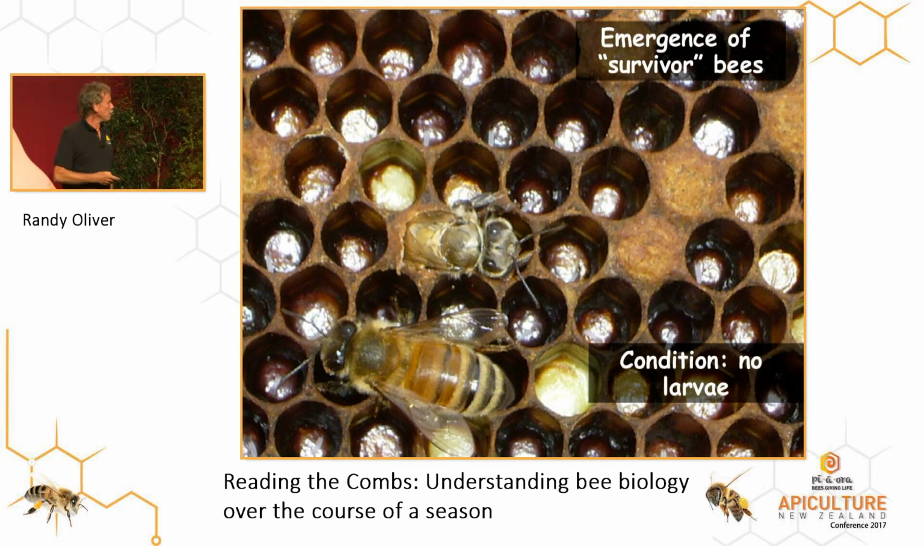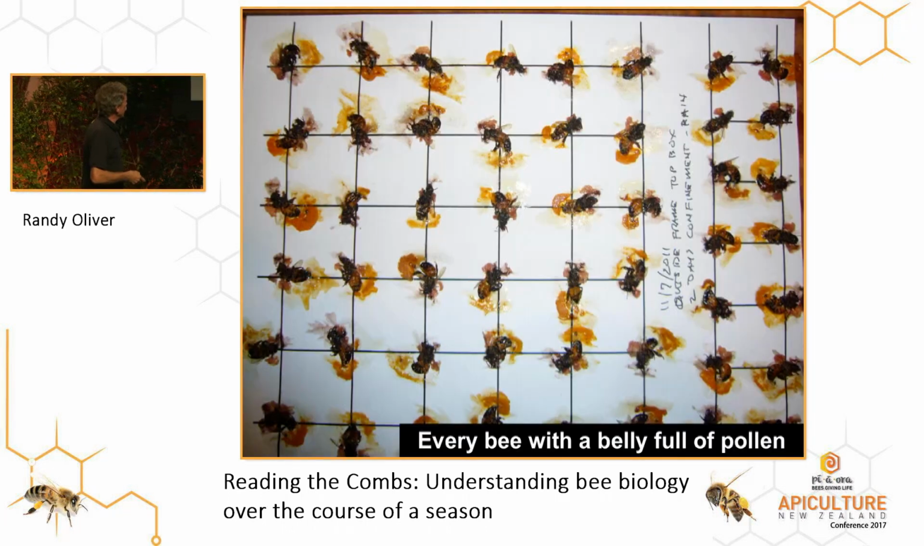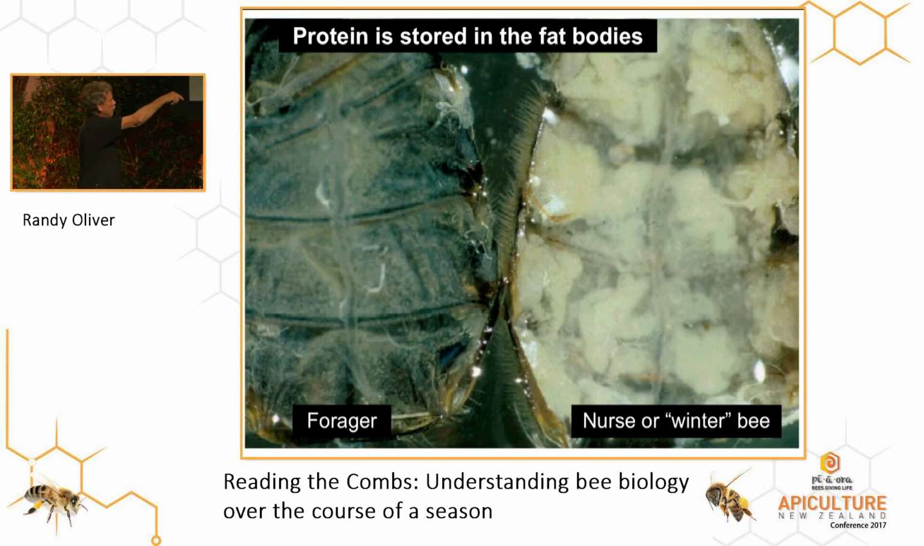Here's a graphic for it, whether they smell the brood pheromone or not, whether they become a nurse bee, a short-lived nurse bee, or a long-lived winter bee. And what they do is they pack their abdomens, their fat bodies, full of vitellogenin, their hypopharyngeal glands, and they go into the winter as fat as they can to survive.